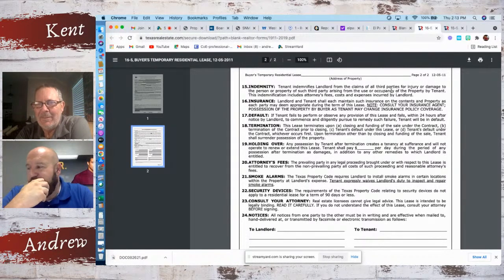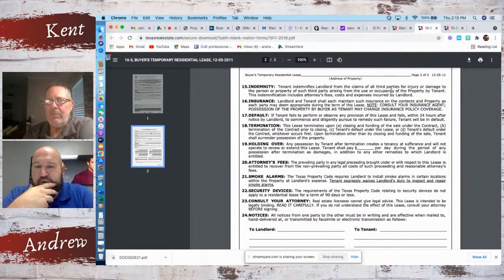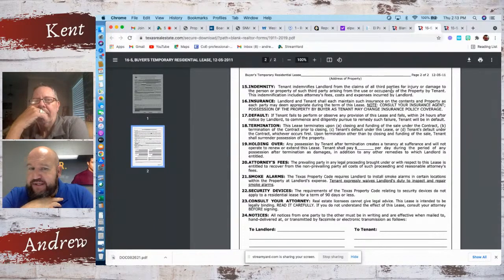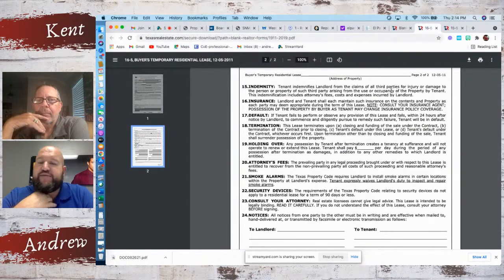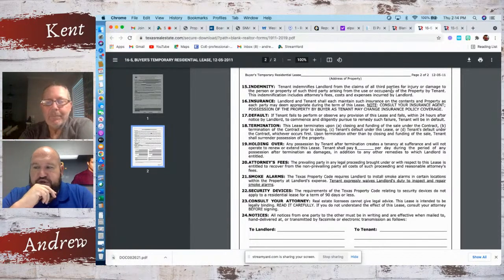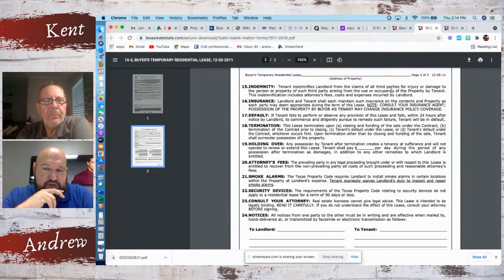Holdover. I'm going to give you my broker opinion here, but we're going to go through it later. Any possession by tenant after termination creates a tenancy at sufferance and will not operate to renew or extend this lease. Tenant shall pay blank per day during the period of the possession after termination as damages, in addition to any other remedies to which landlord is entitled. I put a very large number here as kind of a scare tactic. If we're charging $50 a day, I'm going to put $150 a day, possibly $200 a day, just saying, hey, get out of the house.